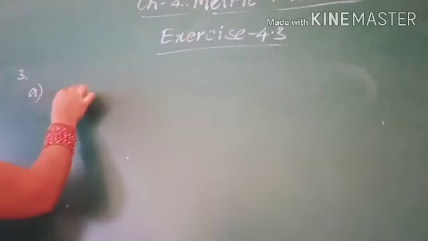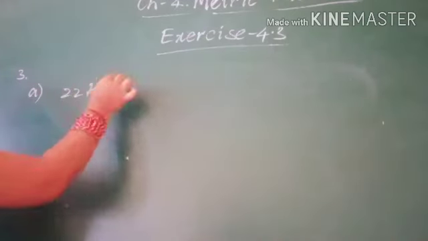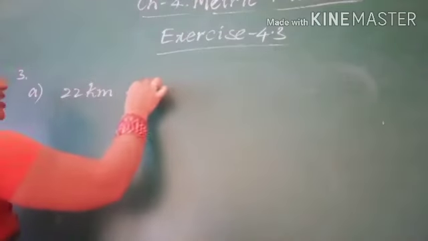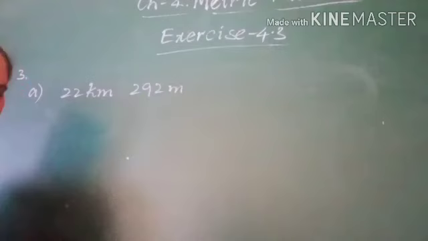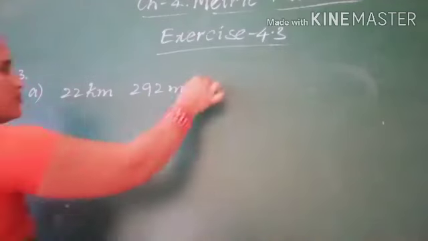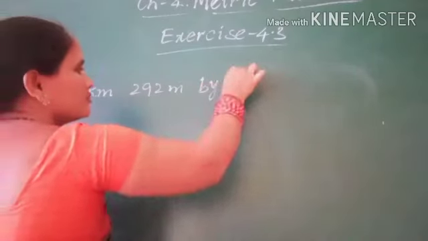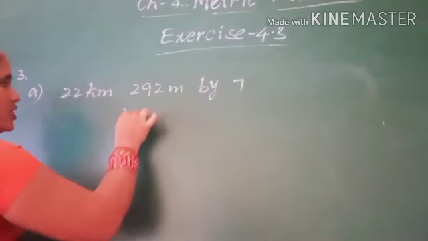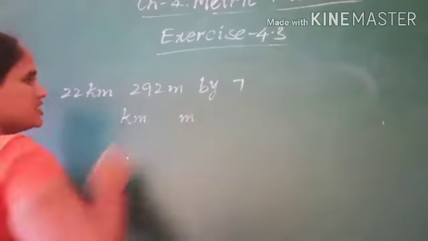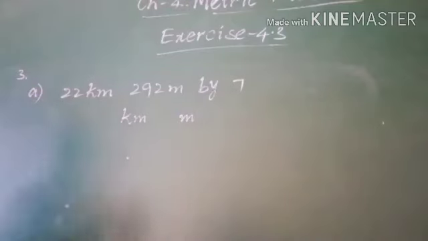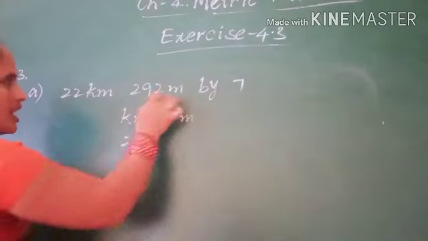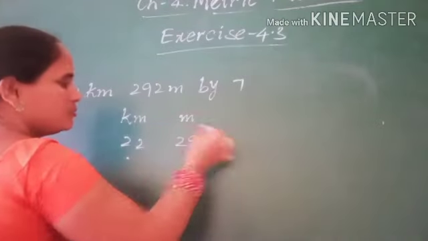First one is 22 kilometers 292 meters by 7. Already we know that for every sum, first you write the units, kilometers and meters. Write the 22 in the kilometers column and 292 in the meters column.